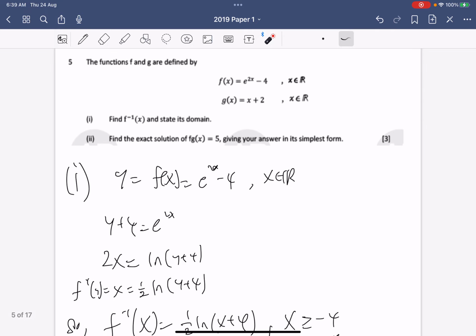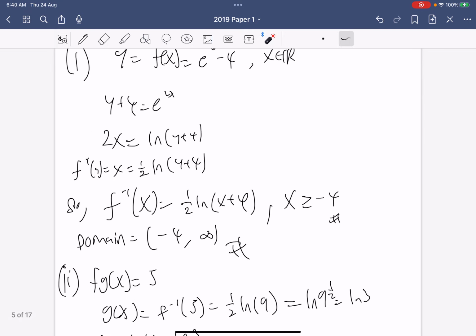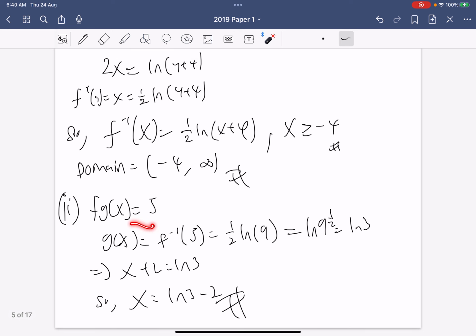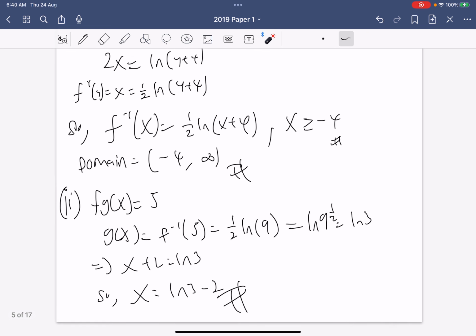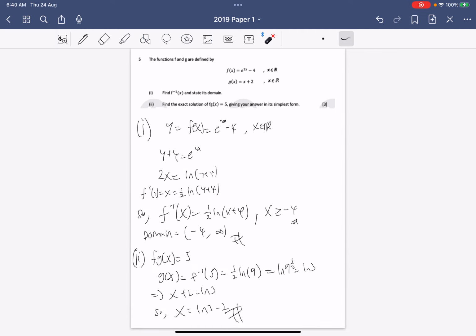And now the second part says we will find the exact solution of fg equals 5. So fg equals 5, it means that g(x) equals f inverse 5. So it equals half ln 9 because you just sub 5 into here. So half ln 9 is actually just ln 3. And so g(x) is what? g(x) is x plus 2. So x plus 2 equals ln 3. So x must equal ln 3 minus 2. So this should be fairly straightforward and we can move on.